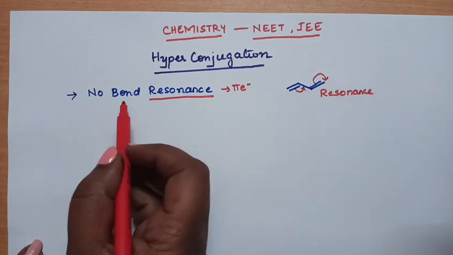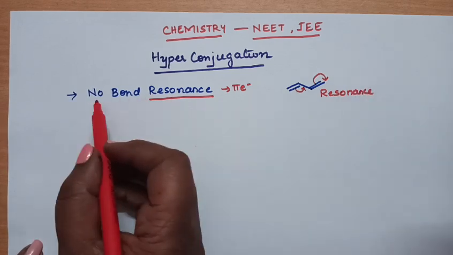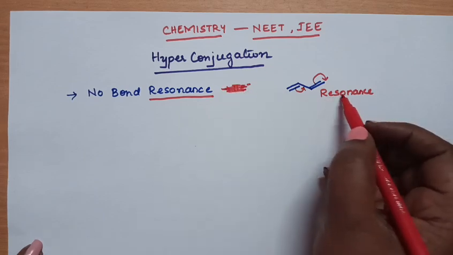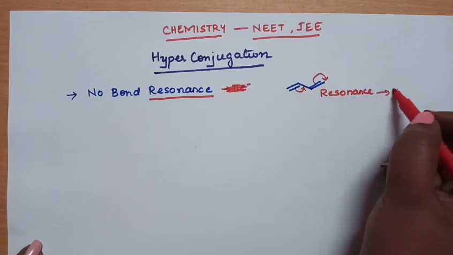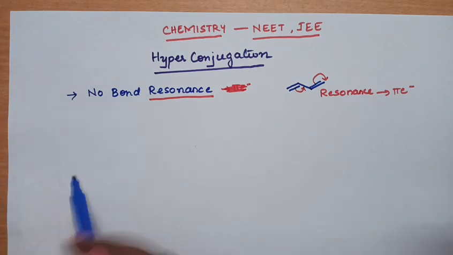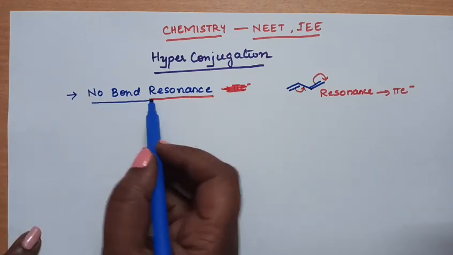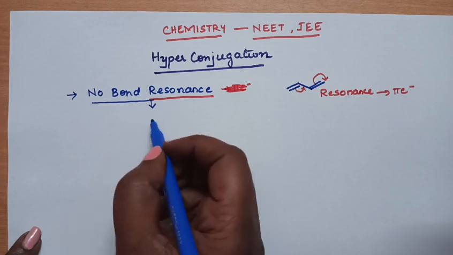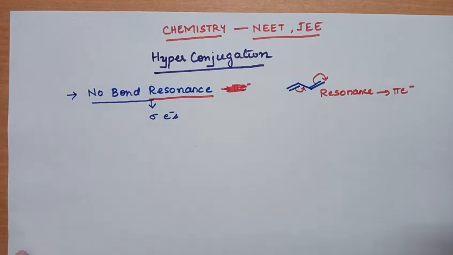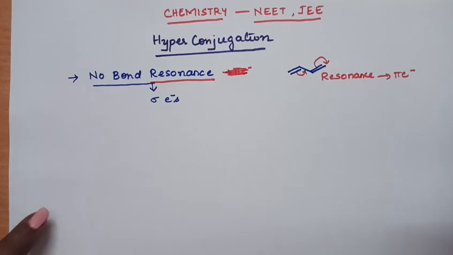So now, no bond resonance. No bond resonance is different from resonance. In resonance it is pi electron displacement, whereas in no bond resonance, that is hyperconjugation, sigma electrons will be displaced. So let us take examples where this hyperconjugation will take place.